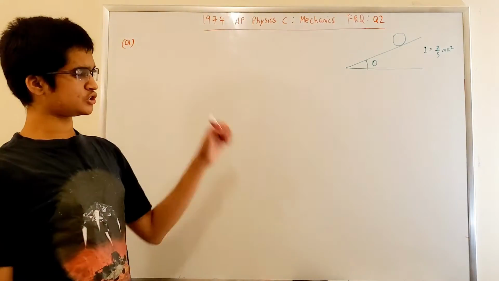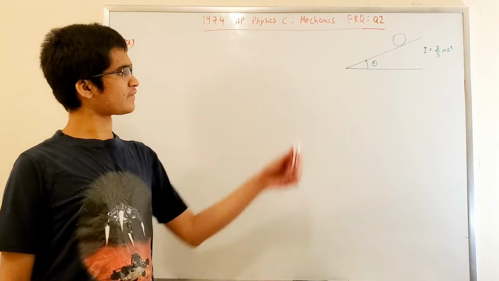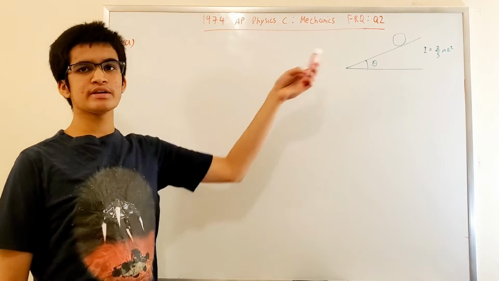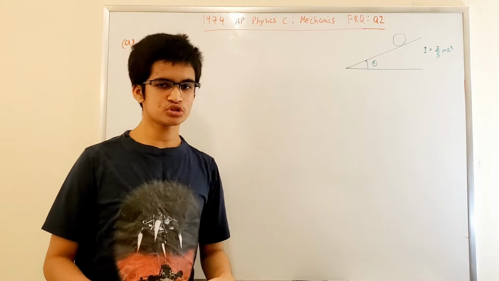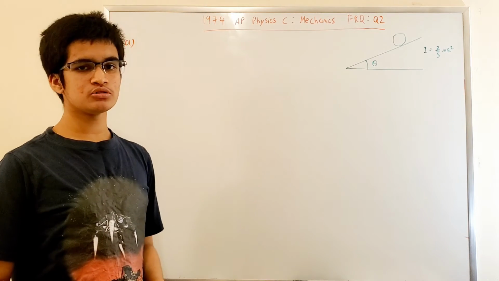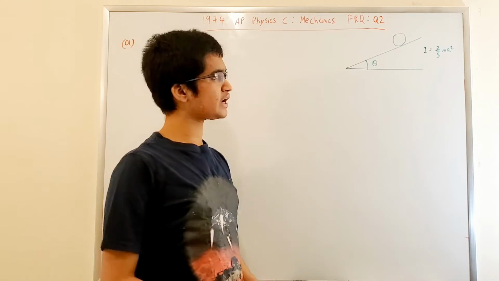In part A of this question, we need to find the minimum coefficient of friction, mu, such that the sphere will roll down the incline without slipping. So in order to solve this problem, we will need the use of forces. Our first step will be to draw a free body diagram for the sphere.